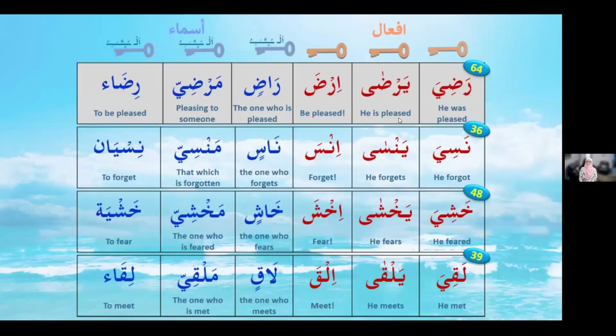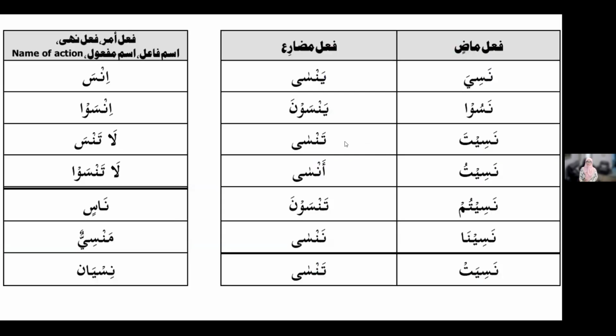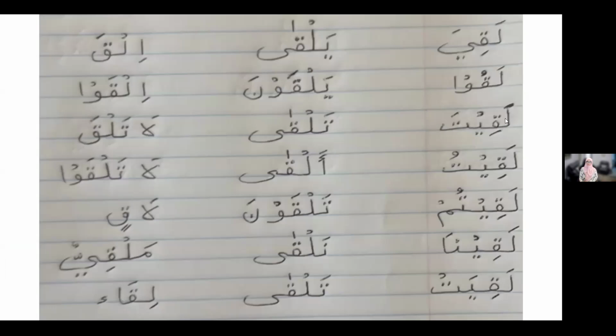Now the next one here is laqiya. Laqiya, it was not there printed, so I just wrote it with my hands for you all to see. I just did it with my hands and I've taken a picture and I put it on this. So let's go through this. Same like khashiya, laqiya, same thing. Laqiya, laqu.